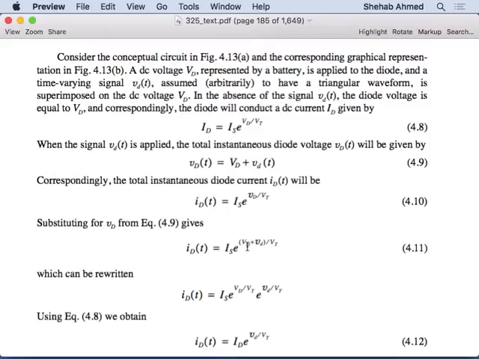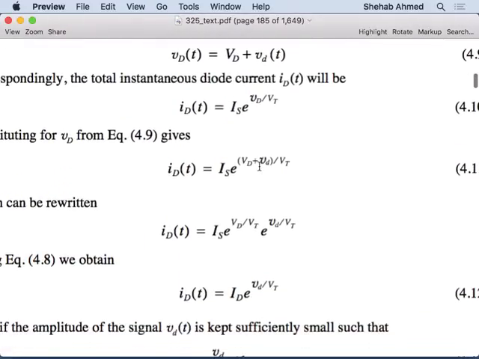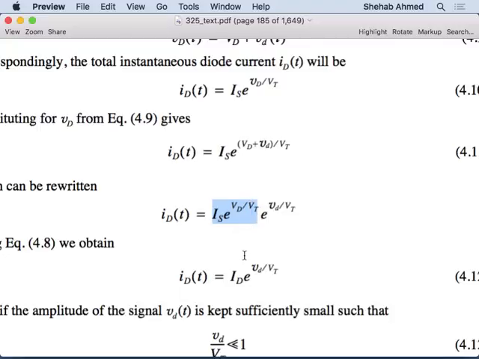If that is the case, then from the identities of the exponential function, if I'm adding two terms in the exponent, I can split them up, right? So I can write Is e to the capital Vd over Vt multiplied by e to the small vd over Vt. If I do that, what is this? This is the case with only a DC applied to the diode, the original ID.